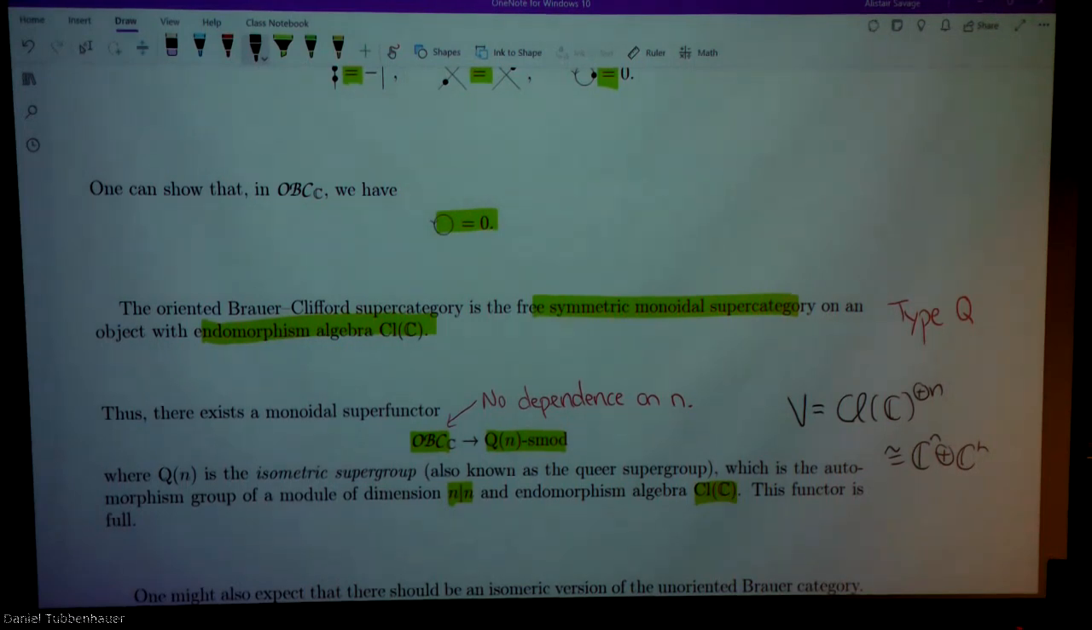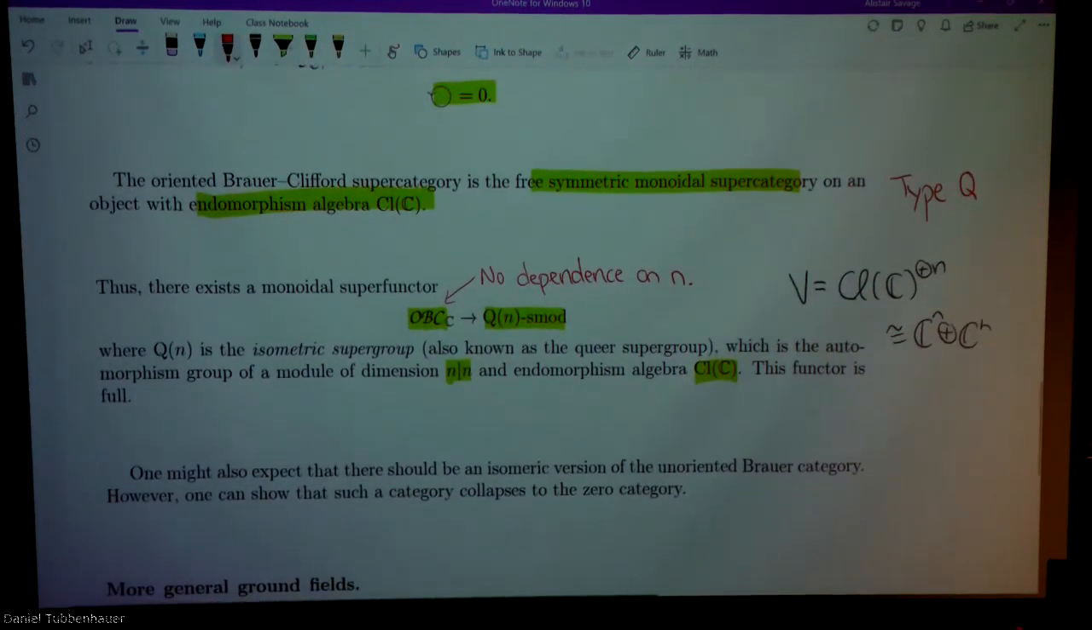And again, just like we had for the paraplectic case, there's no n on the left-hand side. It's the same oriented Brauer-Clifford supercategory that surjects onto all the morphism spaces of all the isomeric supergroups, or their module categories. And it's just the kernel that depends on n.